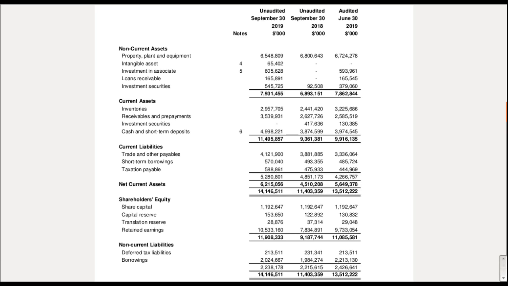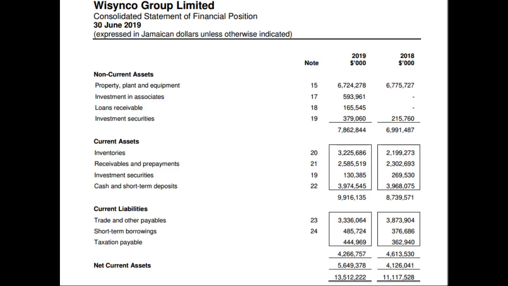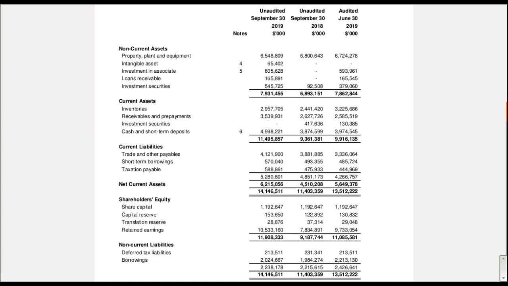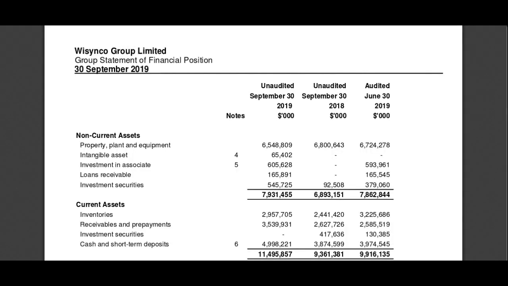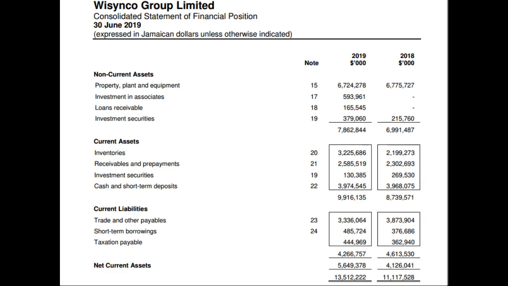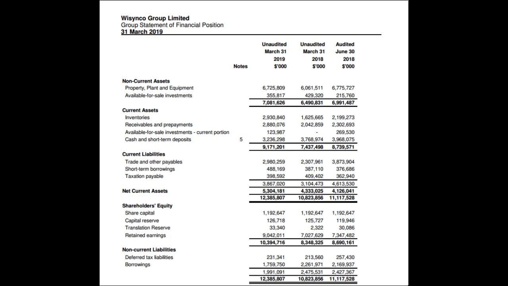So in assessing the balance sheet for the company, one of the first things you want to know is that since the balance sheet is a snapshot, you want to use it in conjunction with other balance sheets from the same company, of course, over different periods. So if I were analyzing just this balance sheet for Wisynco, I'd also want to look at the balance sheet for the period ending in June or for the period ending in March. A few key things that we're looking at. We're looking at the company's assets, and particularly we're looking to see that the company's assets are increasing year over year or quarter over quarter.